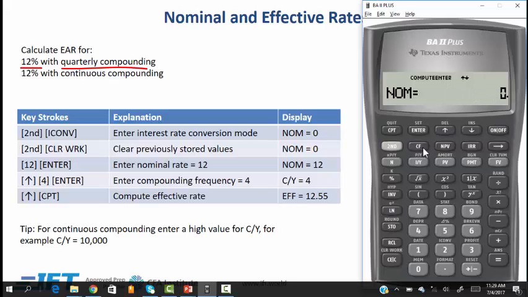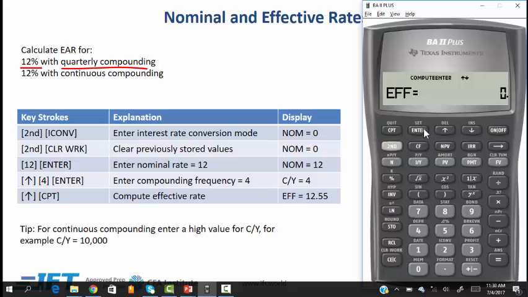What we do is make sure that everything is clear. So we clear all the registers, and then we enter the nominal rate. So that rate is 12. So just plug in 12 and enter. When you see the equal to sign, that means the number has been accepted. Then we hit the up arrow. This stands for the number of coupons per year or the count per year. If we have quarterly compounding, then this needs to be set to 4. So you set this to 4 and again enter. So now we have established quarterly compounding or 4 coupons per year.